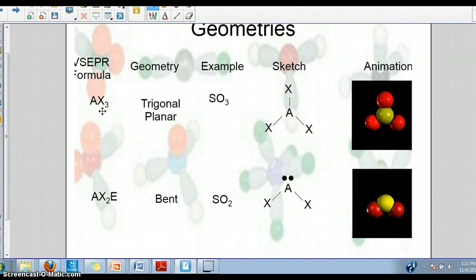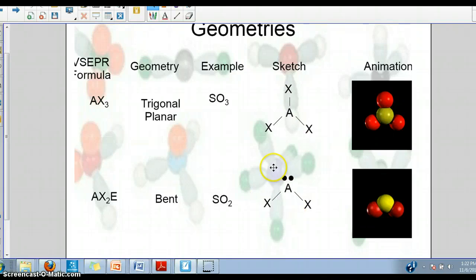Where it gets different is the molecular geometry. On the first example, the SO3 example, we see that every single thing that's coming off of it is a bond to another atom. So that means that its electron geometry and its molecular geometry are the same. So that's a trigonal planar geometry. If you have no lone pairs on the central, your electron geometry and your molecular geometry will always be the same.